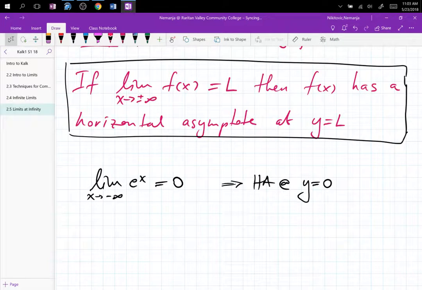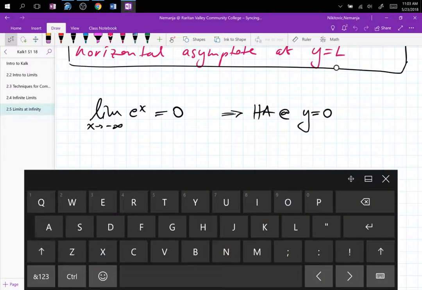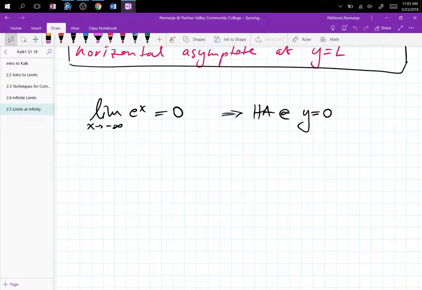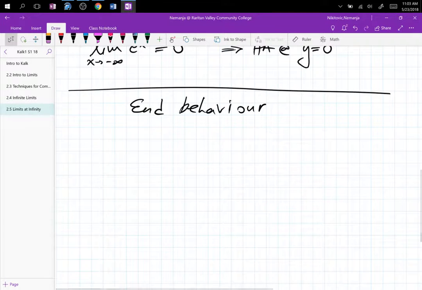Now, we'll come back to this when we do problems that take everything on. The next part is the end behavior of the function. So, end behavior of f of x.